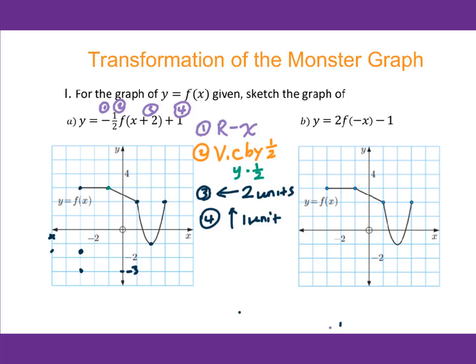Now go to second point. Reflect across x-axis. Then it's vertically compressed by 1/2. Your y coordinates divided by 2. Then move to the left 2 units, go up 1. It's over here. Then go to these points. Reflect across the x-axis. Then your y coordinates divided by 2. We go here. Then move to the left 2 units and go up 1. Therefore, we got this part.